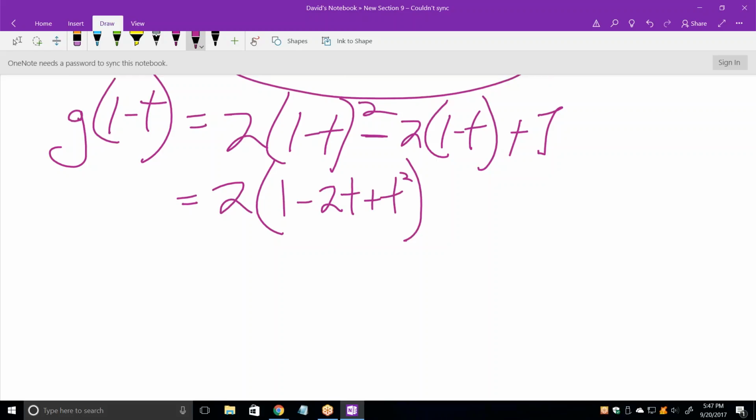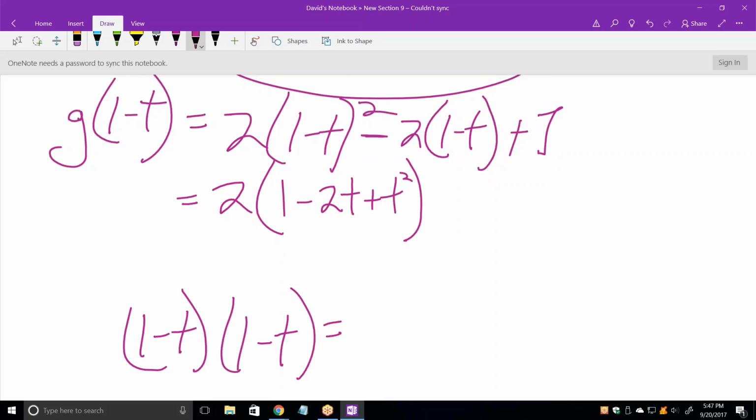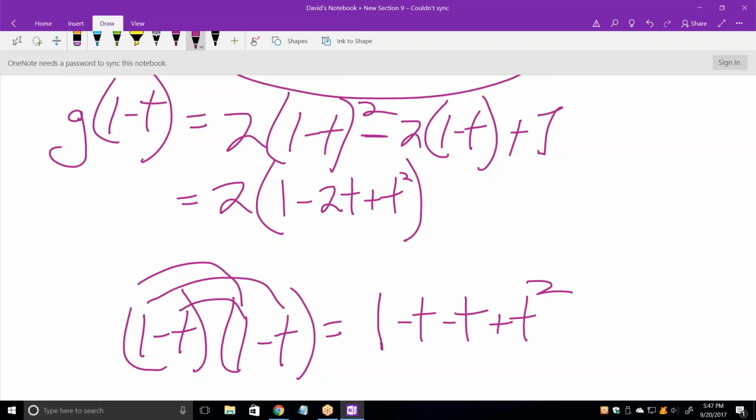Here, let's go down here. 1 minus t times 1 minus t. That's what 1 minus t squared is. Okay, FOIL that. That times that is 1. That times that is minus t. That times that is minus another t. That times that is plus t squared. So we end up with 1 minus 2t plus t squared. Okay, that's what goes in there.